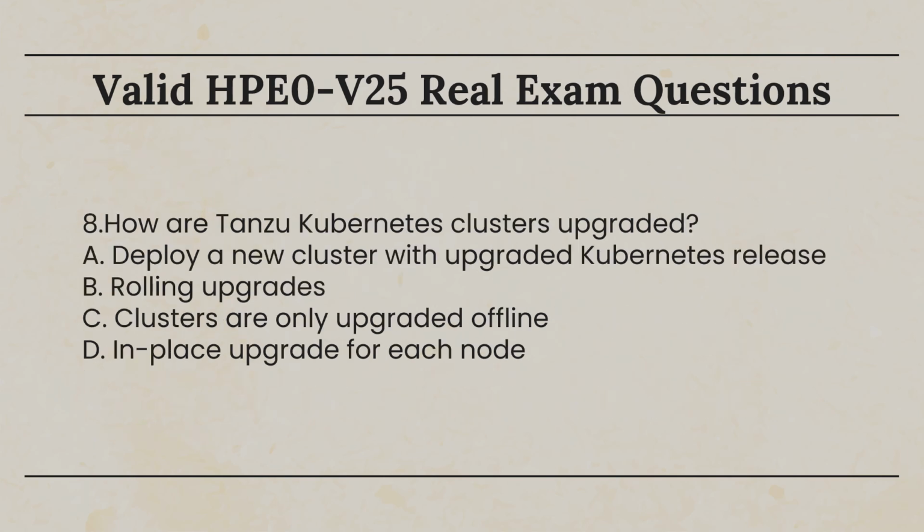8. How are Tanzu Kubernetes clusters upgraded? A. Deploy a new cluster with upgraded Kubernetes release. B. Rolling upgrades. C. Clusters are only upgraded offline. D. In-place upgrade for each node.